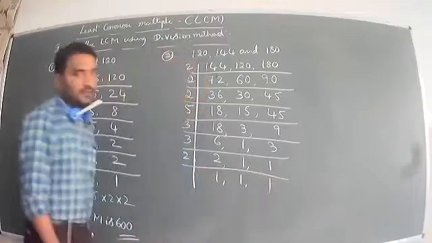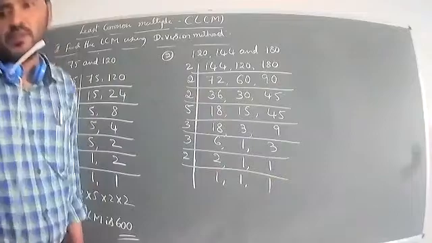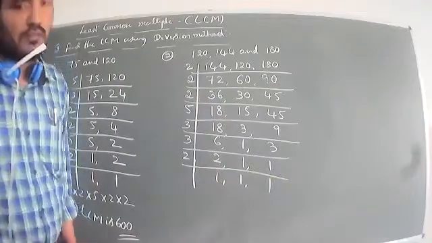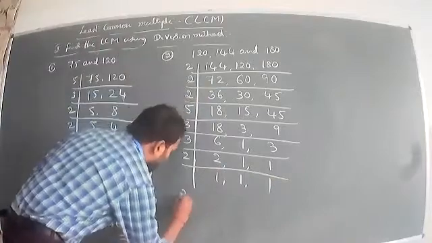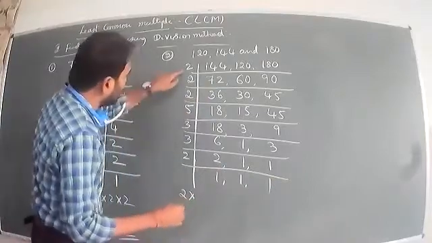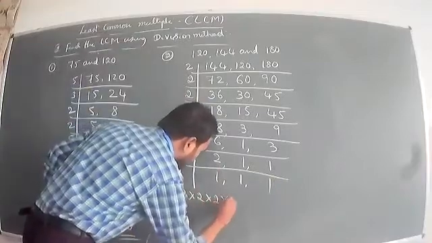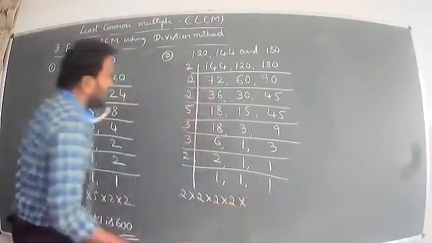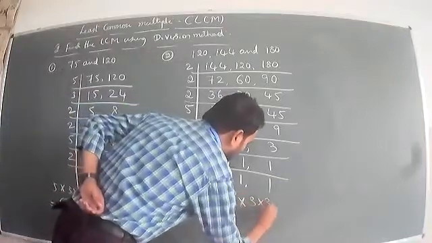1 1 1. Okay, so now we have got the numbers. Now we have to multiply all the numbers to get the LCM. So what are the numbers? 2 into how many 2s? 1 2 3 4, 4. Next 3, how many? 1 2. And 5.